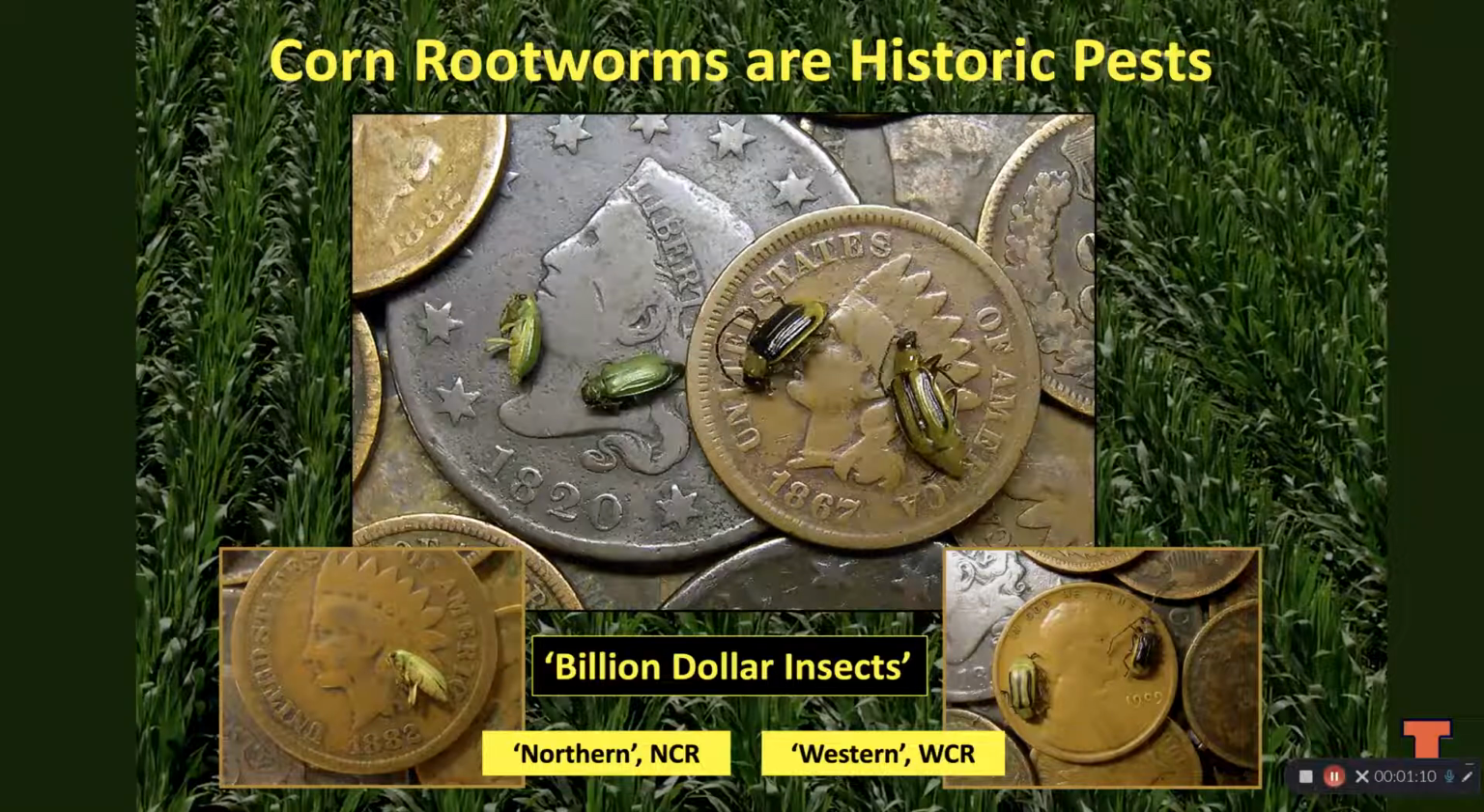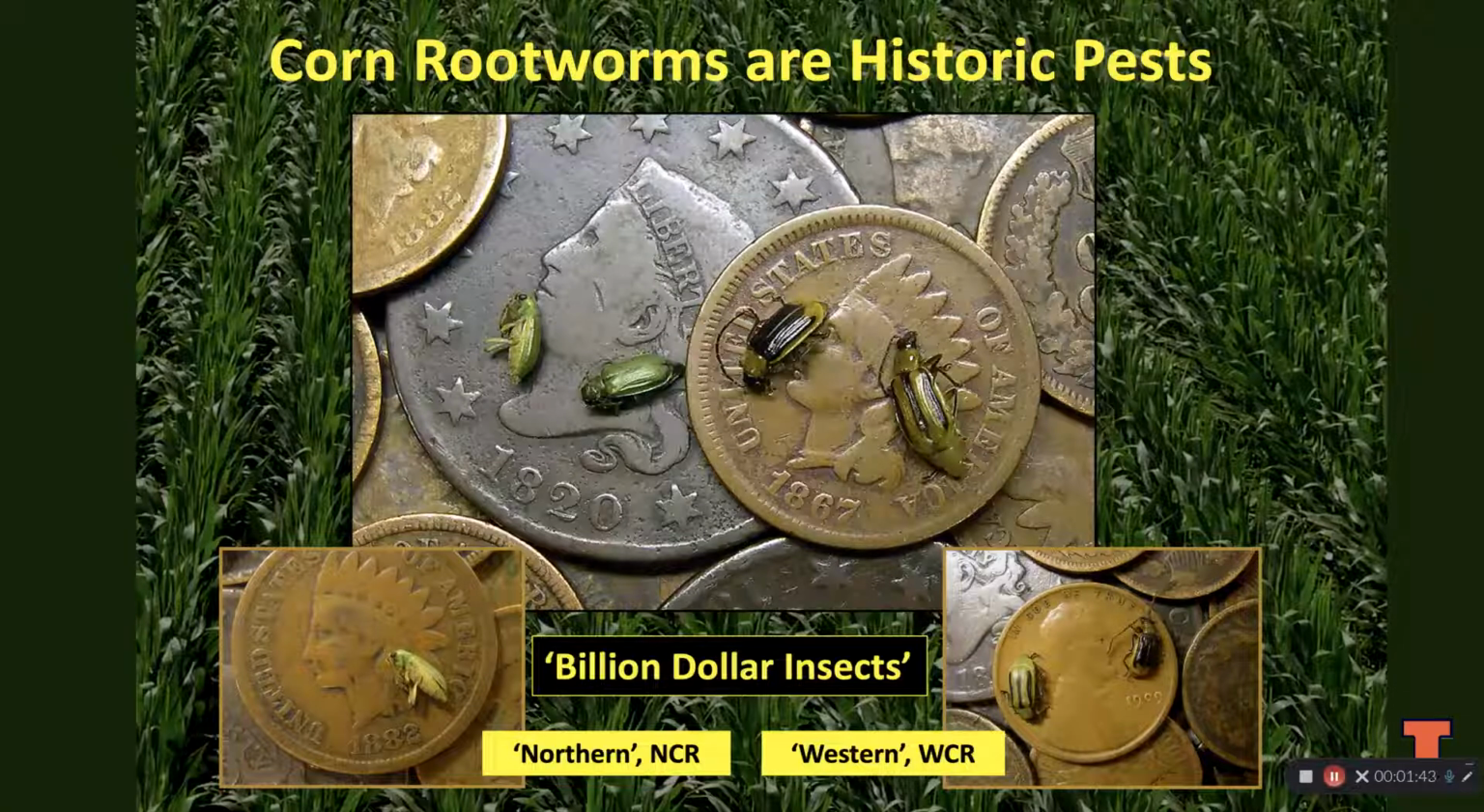The western corn rootworm, here on the Indian head penny, is a relative baby. It was described in 1867 from specimens collected in Kansas. It first became a recognized pest in 1909 when it was found feeding on sweet corn in Colorado. Unlike the northern corn rootworm, which is native to Illinois, the western corn rootworm didn't enter Illinois until 1964.